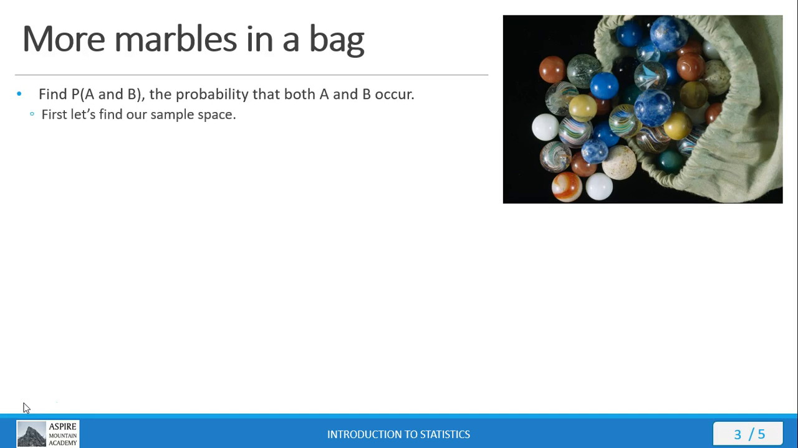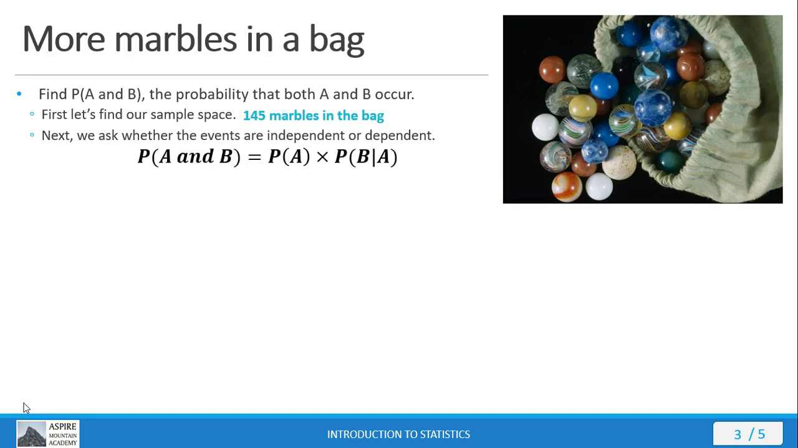Okay, so the first thing we want to do is find our sample space. There are 145 marbles in the bag, so that's going to be our sample space. Next, we ask, are the events independent or dependent? Here's our general formula for calculating using the multiplication rule. Then we calculate each probability in our product and in turn multiply.